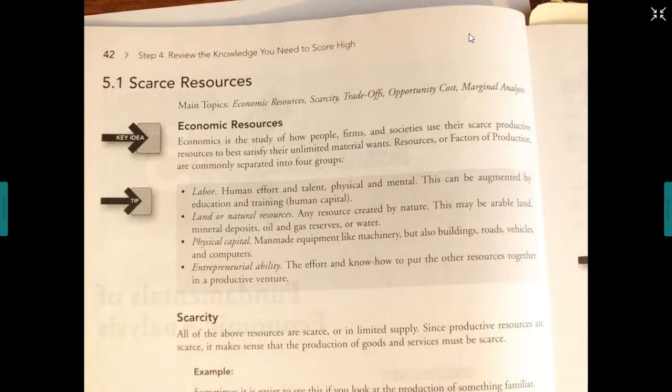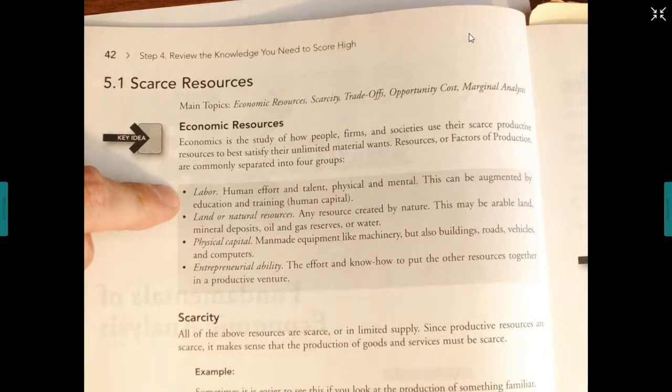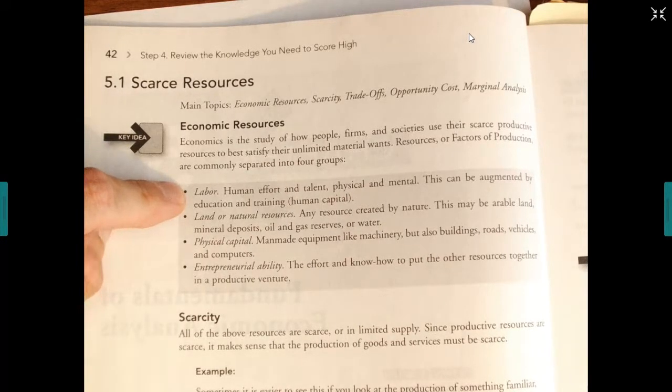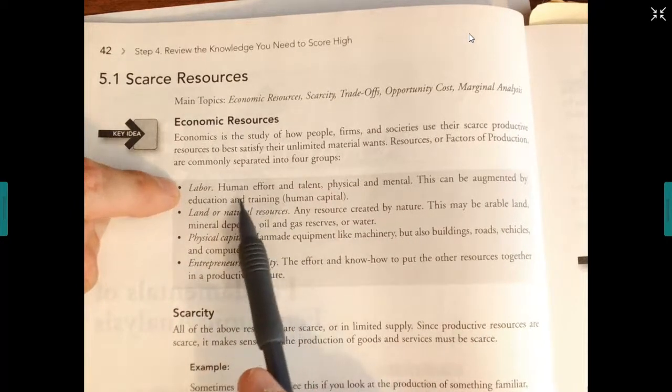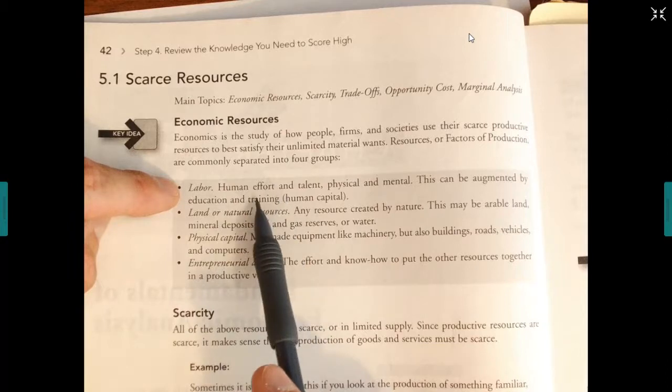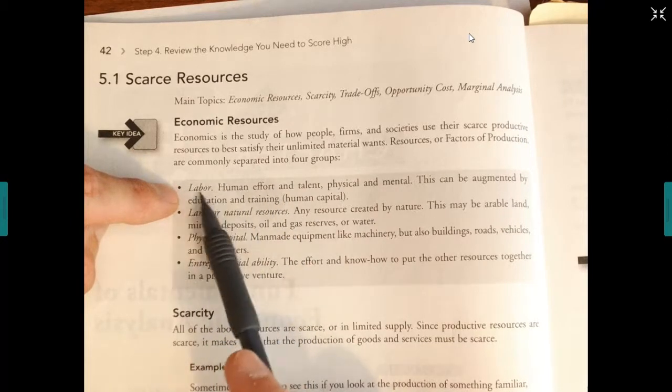So if you think of any sort of business out there, let's take a local business like Jeremiah's Italian Ice. To have that business, you need to have the factors of production. To run that business, you need labor. So it'd be like the people scooping the Italian ice there, cleaning up. Those are your workers. Everybody seems to understand that in a business you need workers.